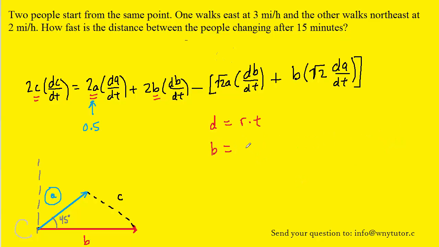Little b can be found in a similar fashion. We multiply the rate at which the person was walking in the direction of little b times a quarter of an hour. And when we do that, we get 0.75 miles. So we can plug that in for little b.